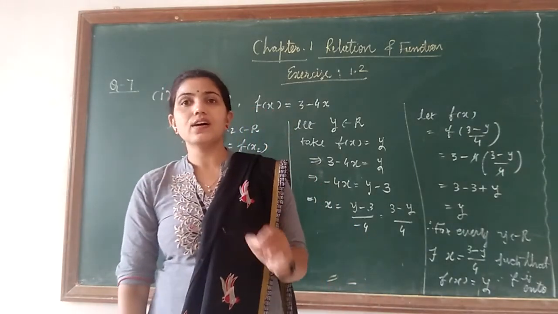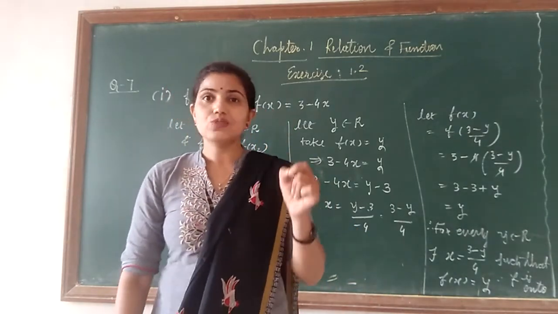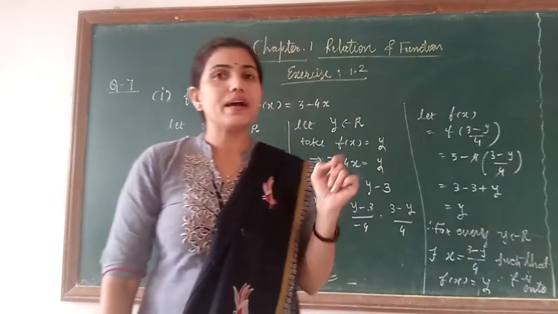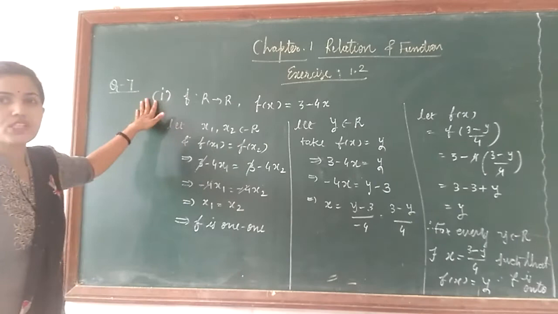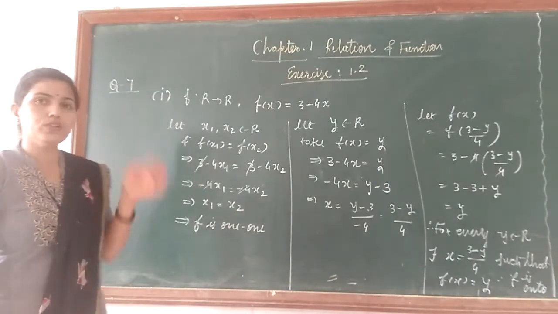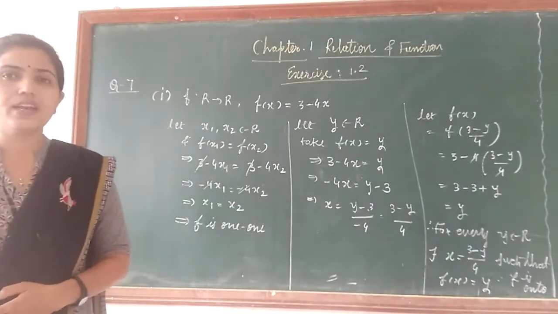And the last answer: as our function f is one-one and onto, therefore it is a bijective function. So with this, question number 7, first part is over. You can note this down in your notebook. Let me see the next.